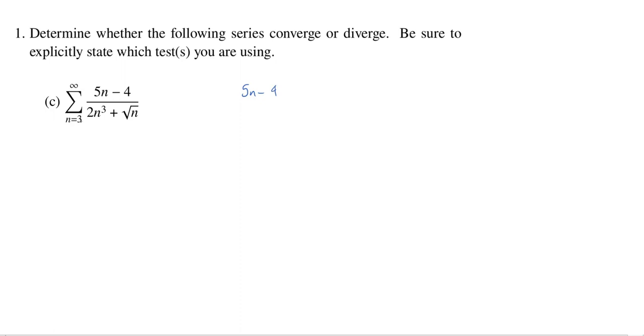Of course, when n gets large enough, it will be positive, and look, when n is 3, we're already at 15 minus 4. So that's 11. So this is at least 11 for n at least 3. And 2n cubed plus the square root of n, well, again, for n positive, this is always going to be positive. So this is positive for n greater than 0. And therefore, the quotient, 5n minus 4 over 2n cubed plus the square root of n is eventually positive.